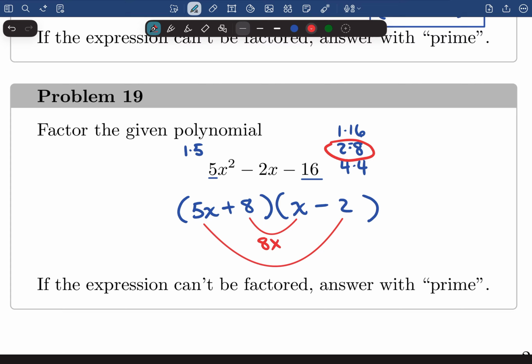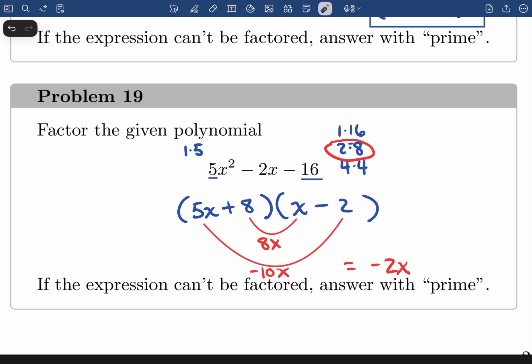8 times x is 8x, and 5x times negative 2 is negative 10x, and 8x plus negative 10x is negative 2x. That's exactly what I wanted. Yeah? Negative 2x. That's exactly what I wanted. And so I have now factored correctly.